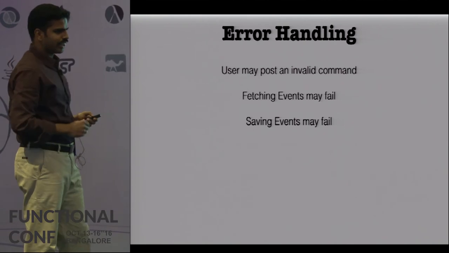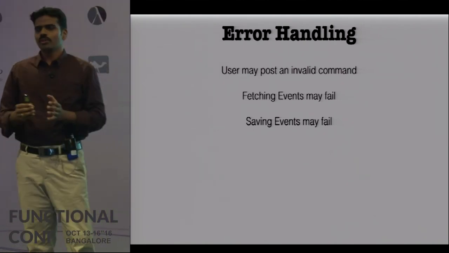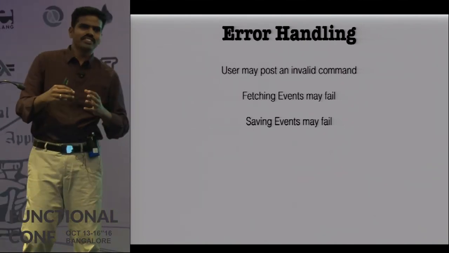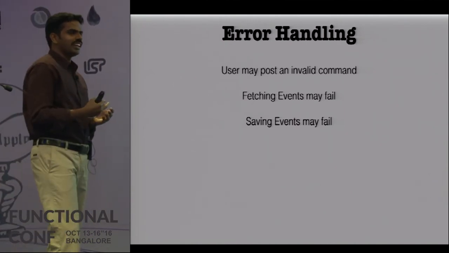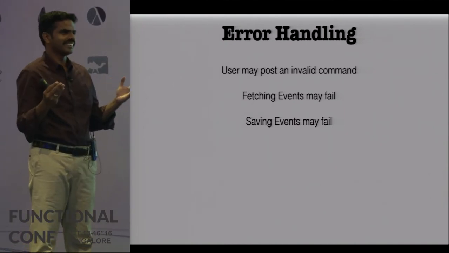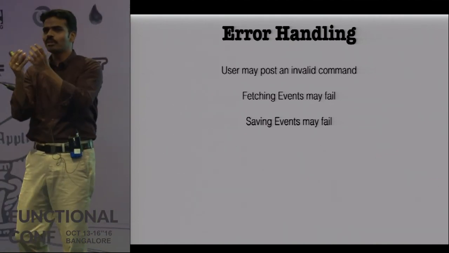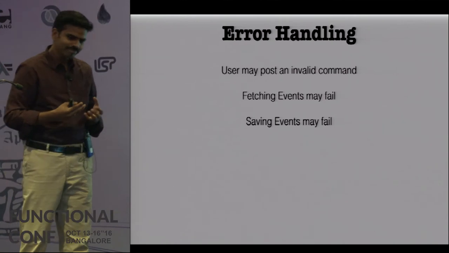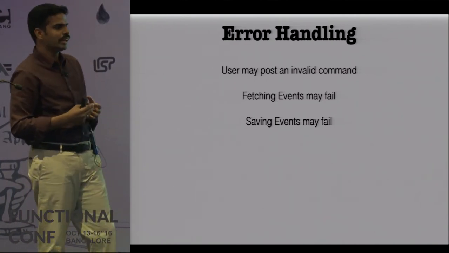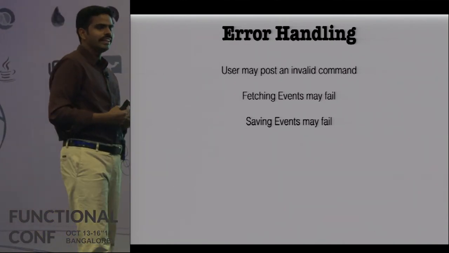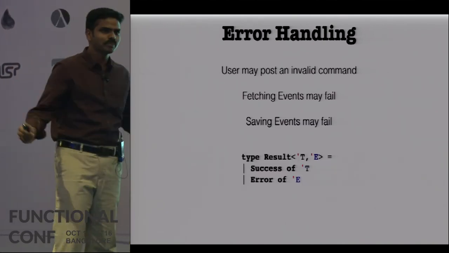Okay, let me introduce error handling. So in an object-oriented way, whenever we introduce error handling, our code will get tangled, full of try, catch, if else, all the things will come into the picture and make our job much harder. But in the functional way of thinking, all we need is a type.